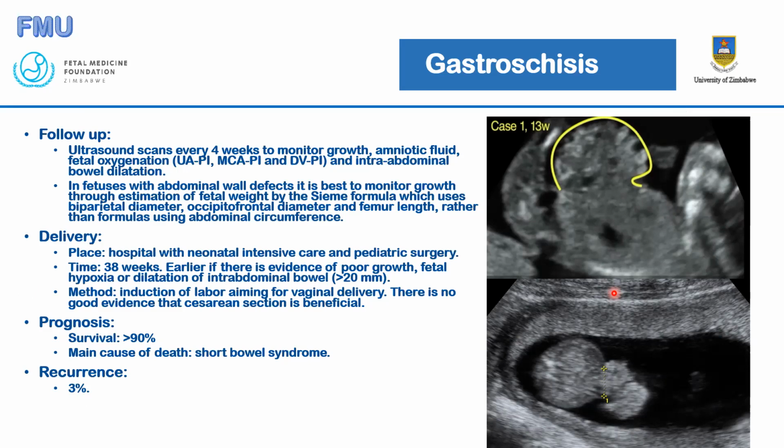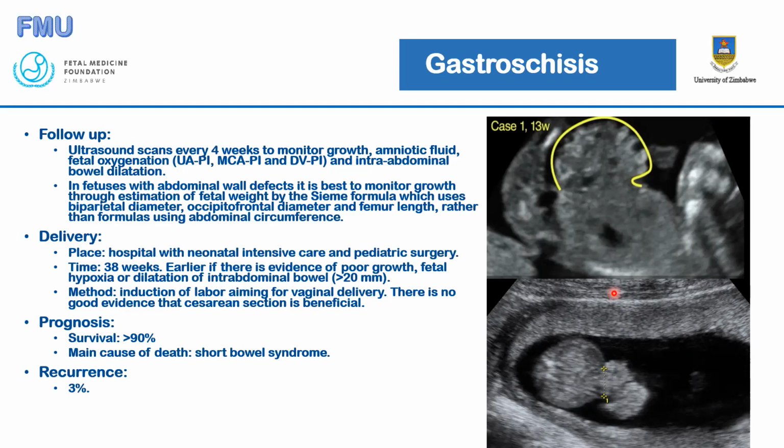In fetuses with abdominal wall defects, monitoring is based on growth through estimation of fetal weight by a specific formula. However, we do not have this formula, so for now we are stuck. We'll try to see if we can have it put in the FetalMed application so that it becomes an option for us. But that's the best way to estimate, because obviously the gastroschisis is going to affect our measurement of the abdominal circumference.